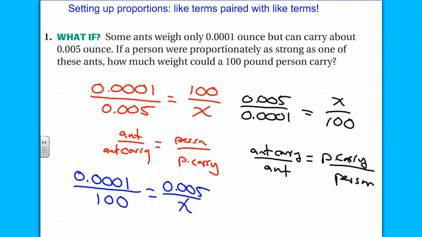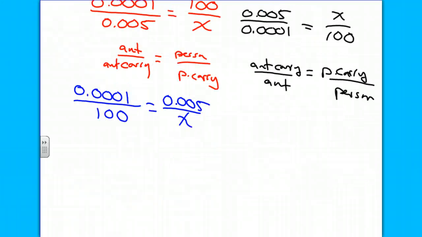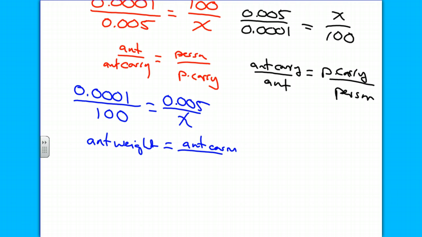0.005 over what the person can carry. So in words, this proportion says the ants can carry, now wait a minute, is this what the ant can carry? This is their weight, right? Ant's weight is across from what the ant can carry, which is true as long as you have the person's weight across from what the person can carry. I didn't write weight in those other ones, did I? Do you see that there's still like parallel structure there?